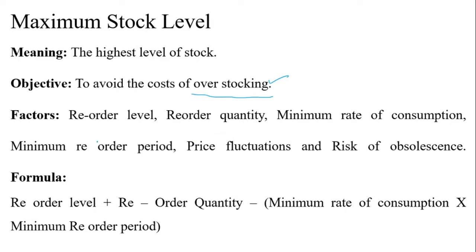Then the factors influencing the maximum stock level are reorder level, reorder quantity, minimum rate of consumption, minimum reorder period, price fluctuations, and risk of obsolescence. The formula for calculation of maximum stock level is reorder level plus reorder quantity minus (minimum rate of consumption multiplied by minimum reorder period). This is the formula for the calculation of maximum stock level.